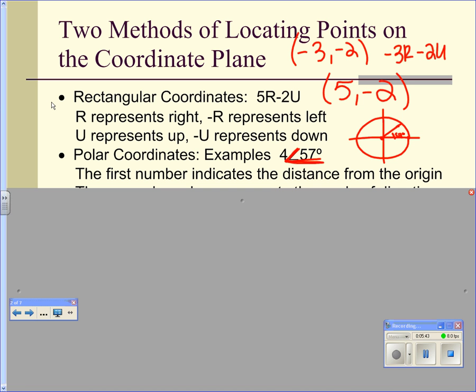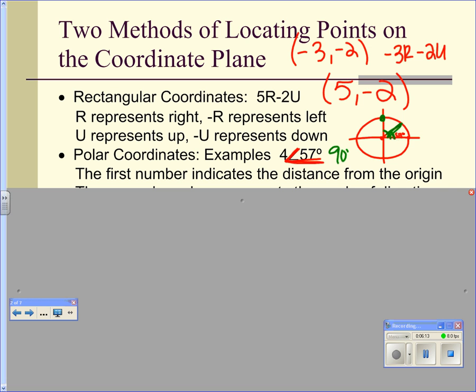Yeah, it's a full circle. So if instead of 57, I wanted to go to 90 degrees, well, starting here, I hit 90 degrees right here. So that's the right angle. And so that point would be 4 at 90 degrees. That point is 4 away, and it's 57 degrees away from the x-axis. Yeah, you always start on the positive x side.